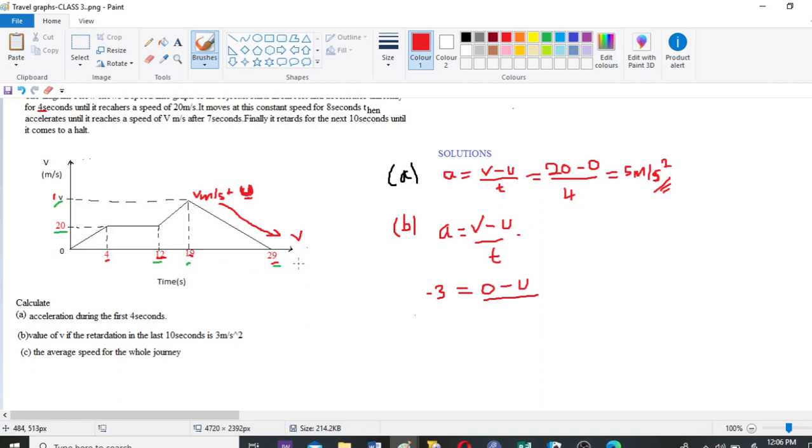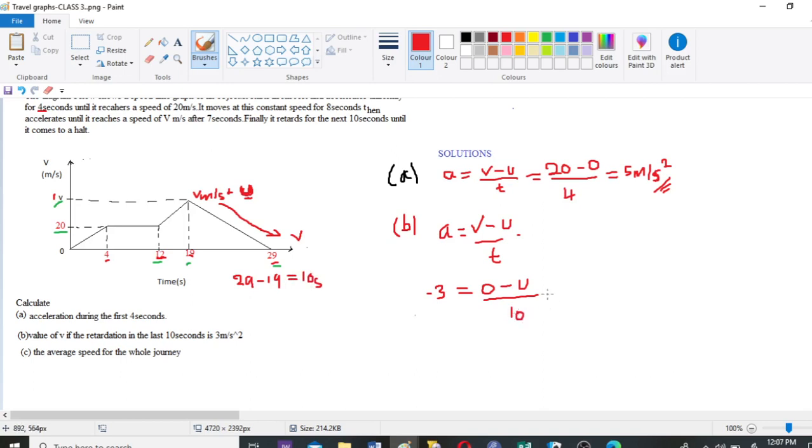So what do we do to find the value of t? We've actually been given in the question that it is 10 seconds. But if you want to confirm, you can still subtract. You can subtract 29 minus 19. That will give you 10, isn't it? So you have 29 minus 19, and that will give you 10 seconds. So this is your time. So we put 10 there.